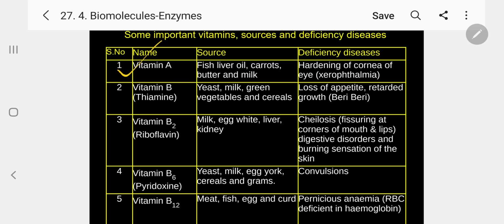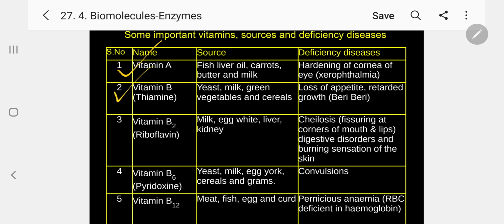Number 1, vitamin A. The source of vitamin A is fish liver oil, carrot, butter and milk. Deficiency: in the absence of vitamin A, what is happening? Hardening of the cornea of the eye. That is called xerophthalmia. Kindly follow. That is the disease due to the deficiency of vitamin A.